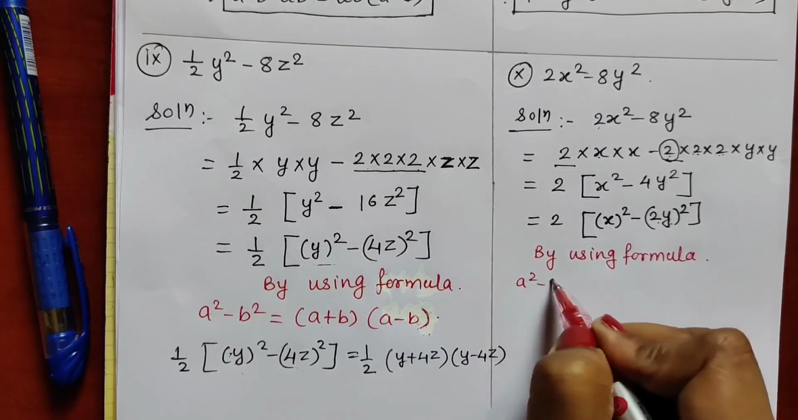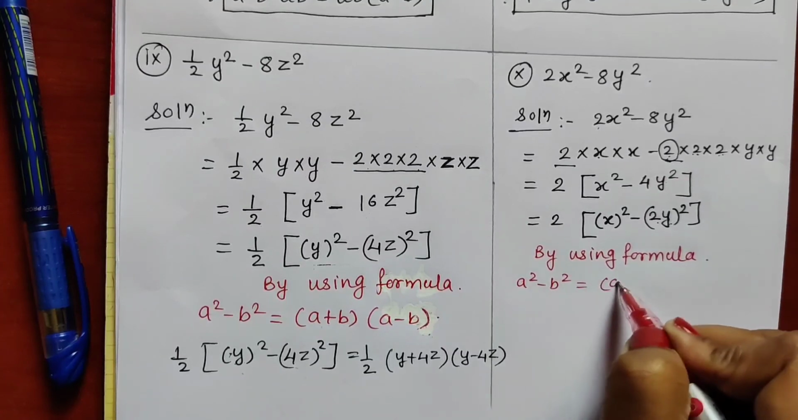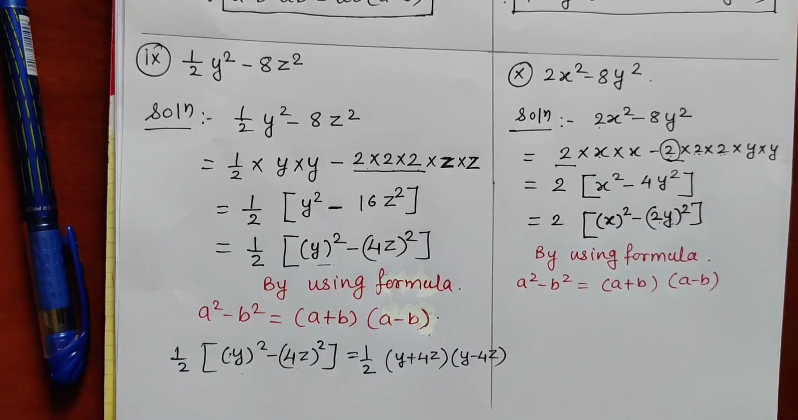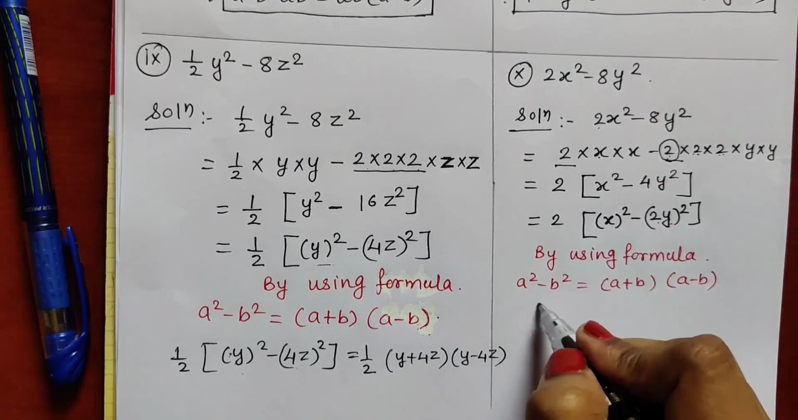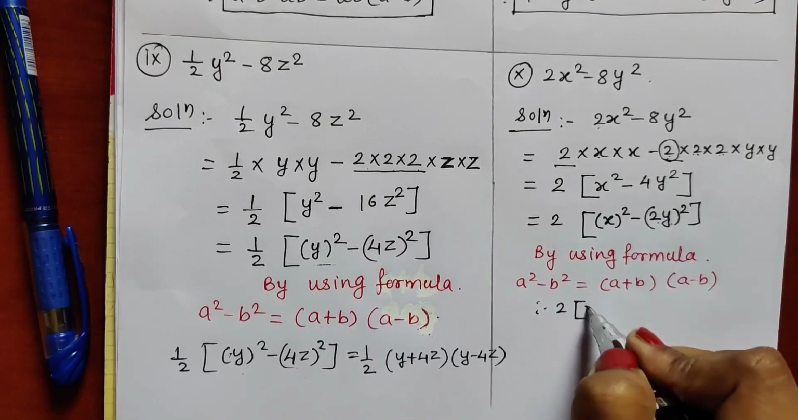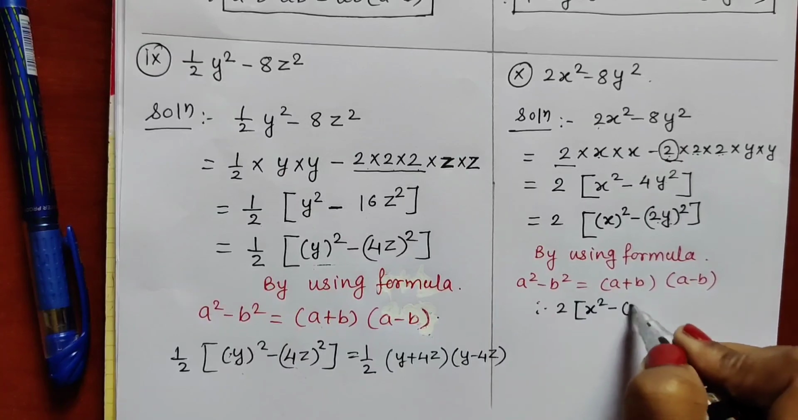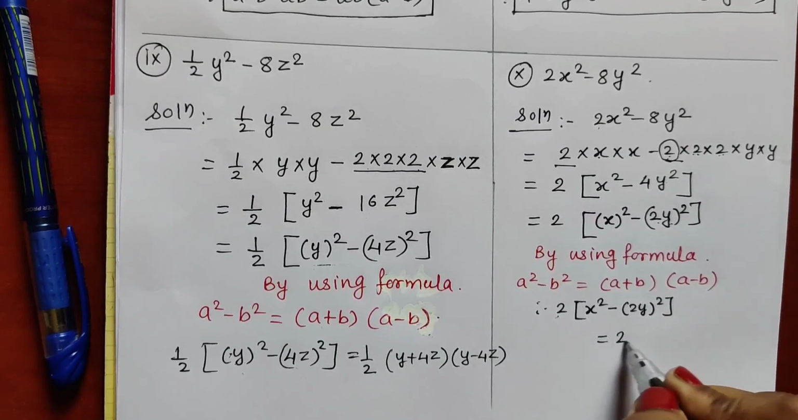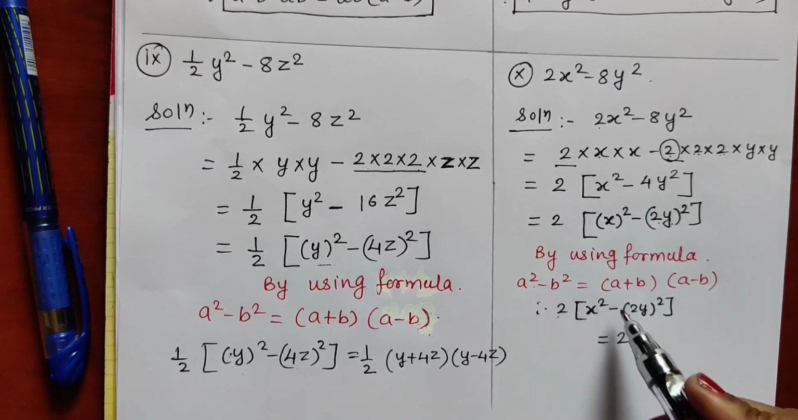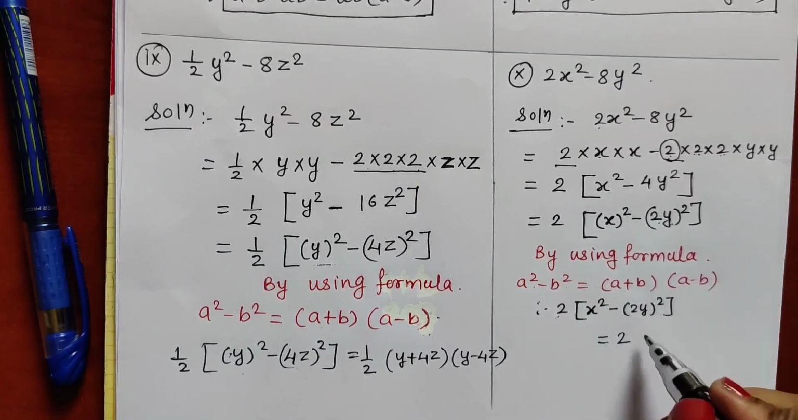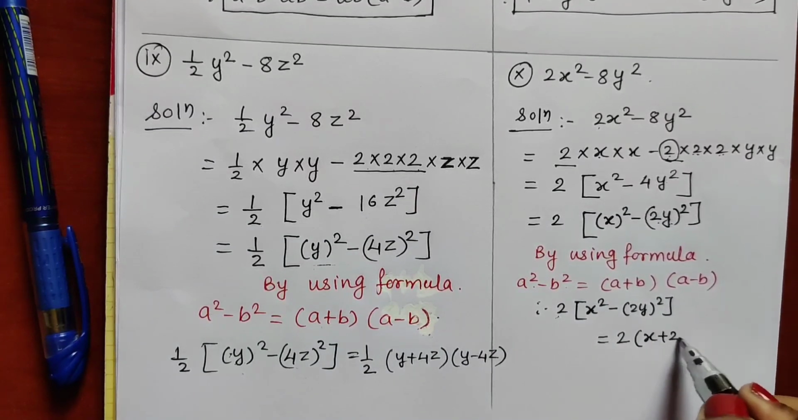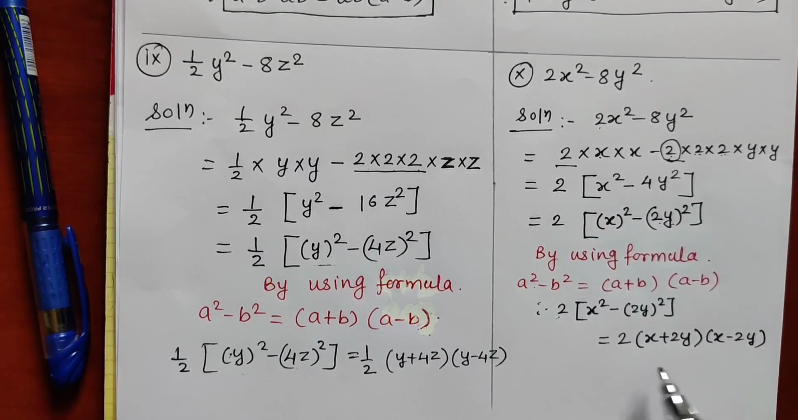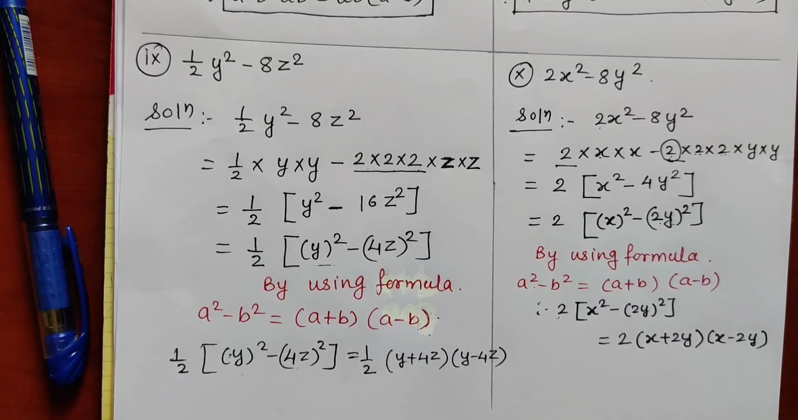a square minus b square is equal to a plus b in the first bracket and a minus b in the second bracket. So 2 into (x square minus (2y) square), 2 as it is. Our a is x and b is 2y. So in the first bracket x plus 2y and in the second bracket x minus 2y. In this way we can get the factors like this.